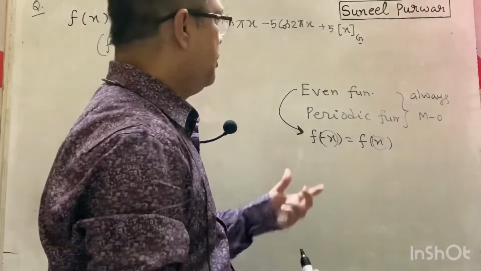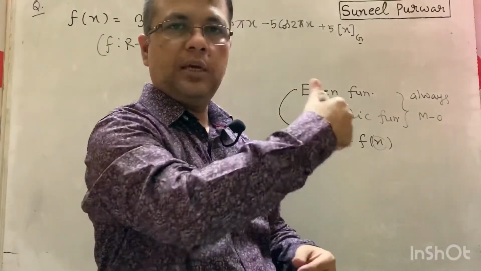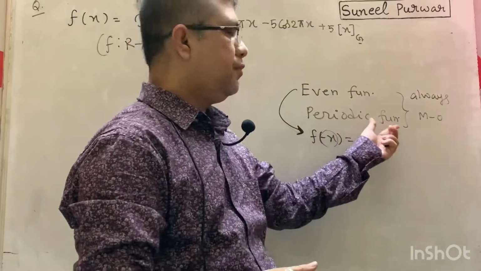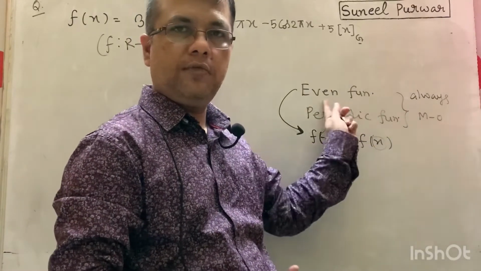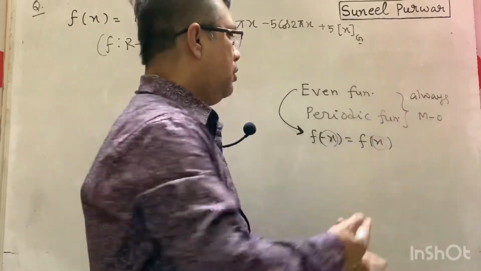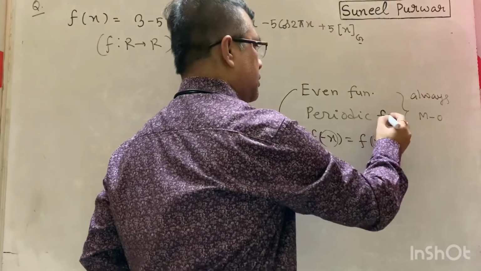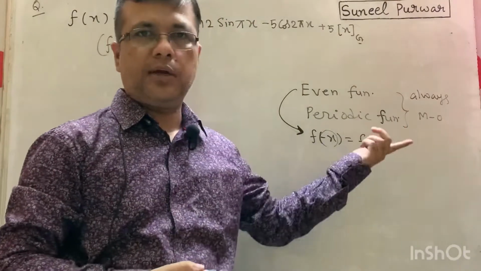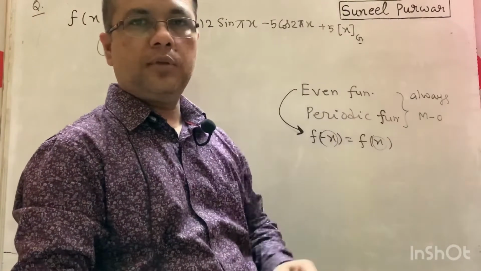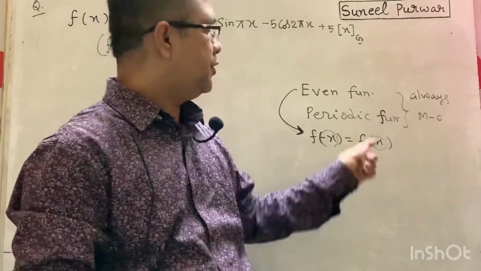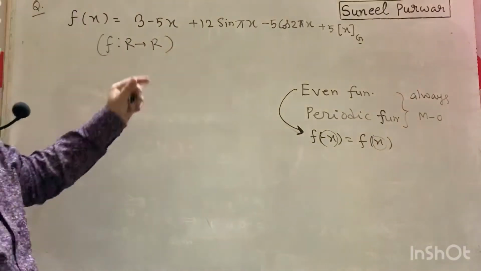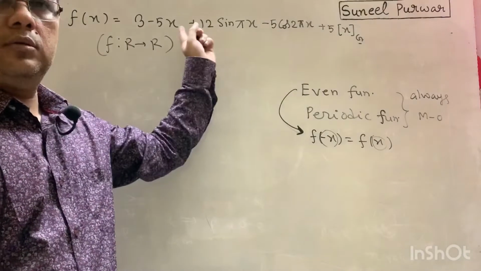Periodic functions keep getting the same value after the period. So periodic functions are always many-one, and even functions are also always many-one. Keep an eye on your function, whether it falls in one of these categories or both. What is an example of a function falling in both categories? Cos x, which is an even function as well as a periodic function. Well, let's focus our attention on this question.